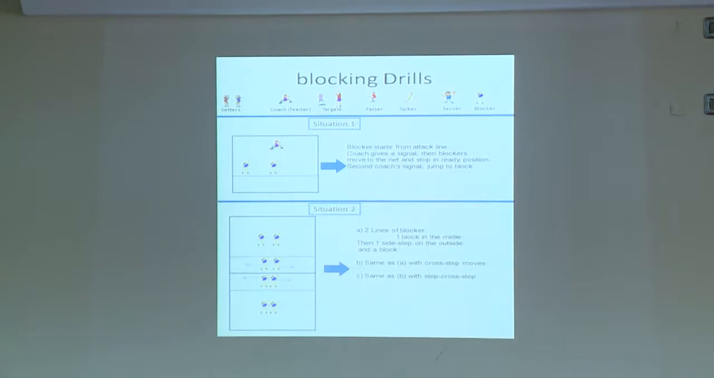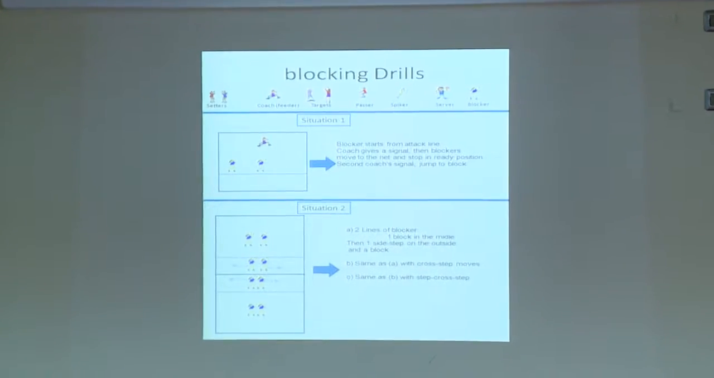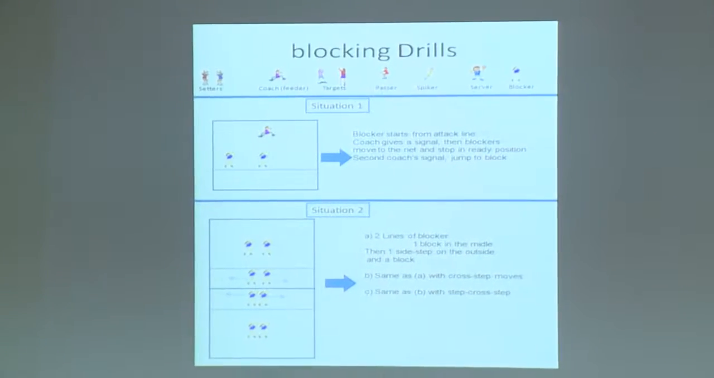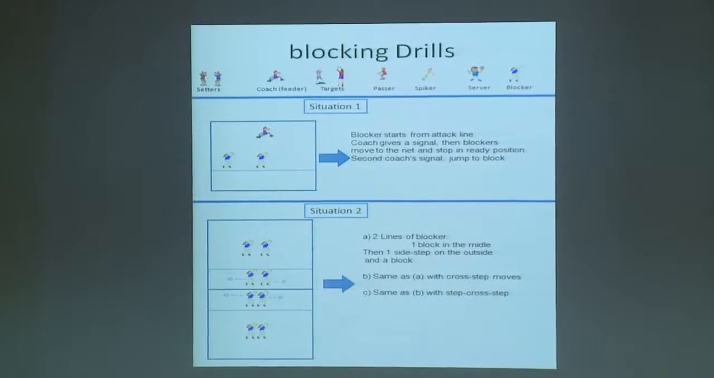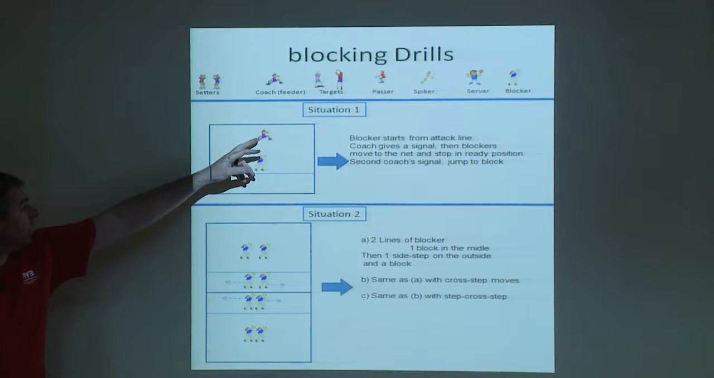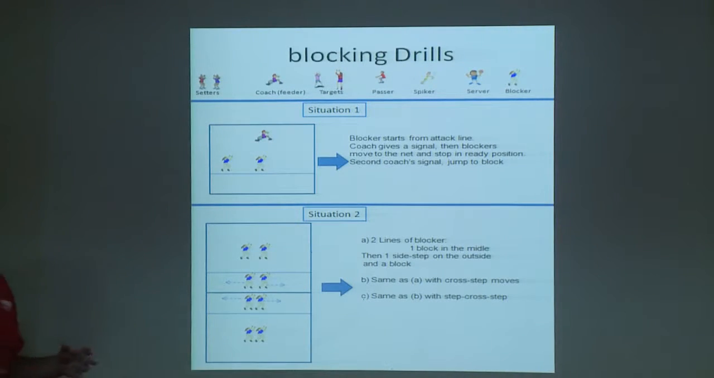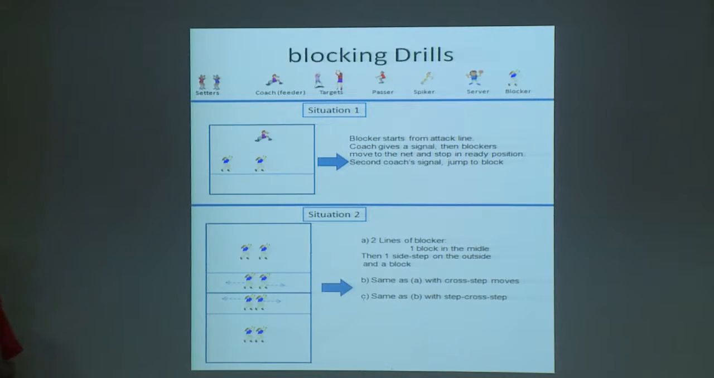So the first example, the blocker starts from the attack line, coach gives a signal, then the blockers move to the net and stop in the ready position. Second coach's signal is the block jump. So I guess it's very simplistic. This is the coach, yes. So they start back, they move forward, reorganise and then block. So it's just trying to get this idea that you can move, stop, reorganise and block without flying into the net.